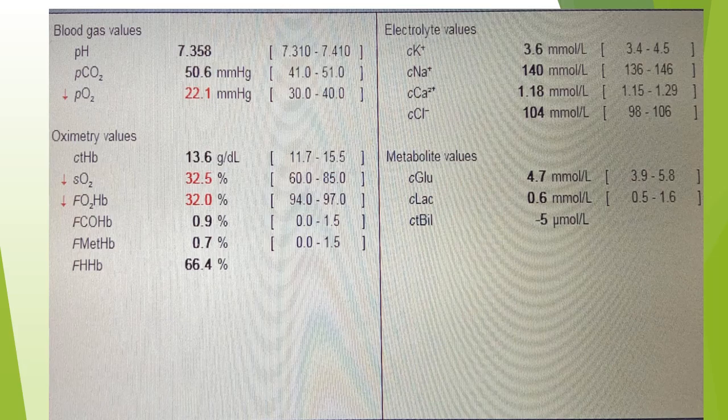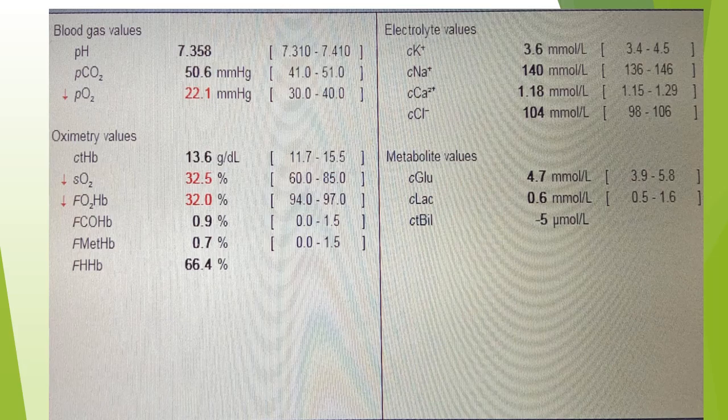Here I am showing you a VBG sample result. By looking at the carbon dioxide and the oxygen level, we know that this is a VBG result. Here we can see the reference value, that's 41 to 51 for the carbon dioxide, and the oxygen level is 30 to 40. And the pH is 7.31 to 7.41.